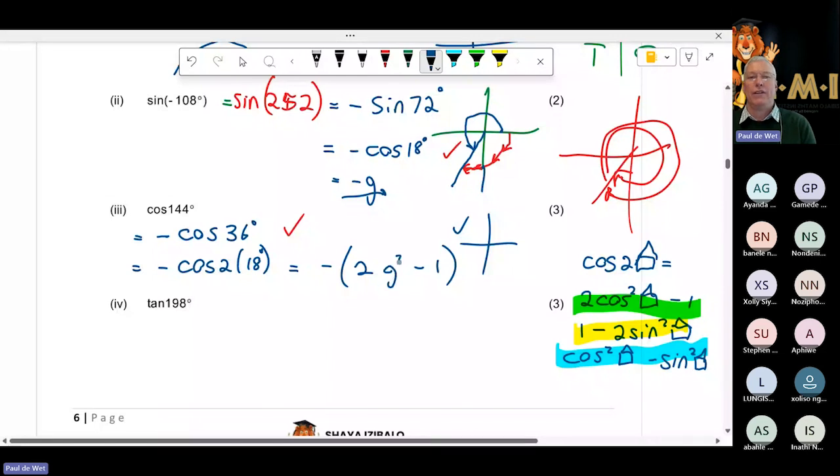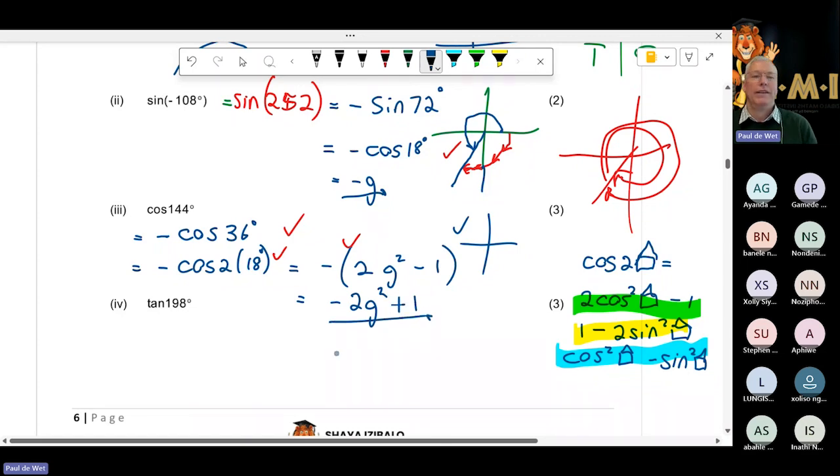It's g. So there's my answer. Okay, I would give full marks to a learner who stopped here, but maybe it's safer just to take the brackets out. Okay, so if we take the brackets out, we get negative 2g squared plus 1.